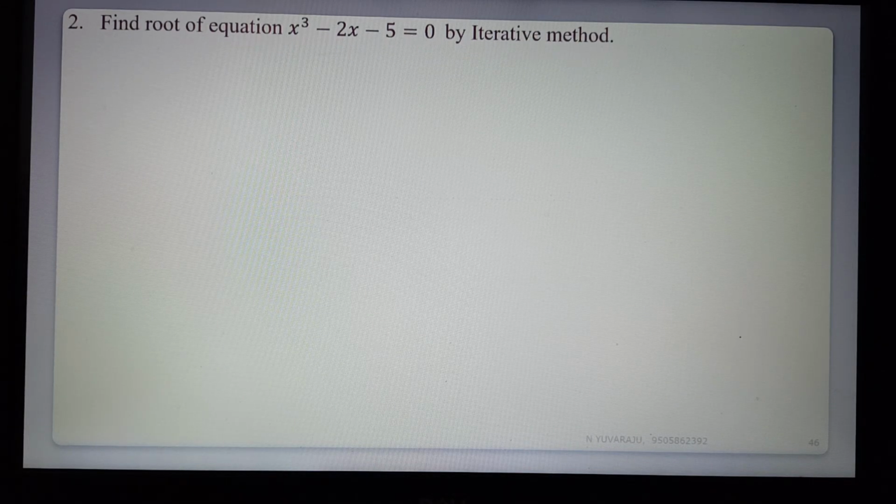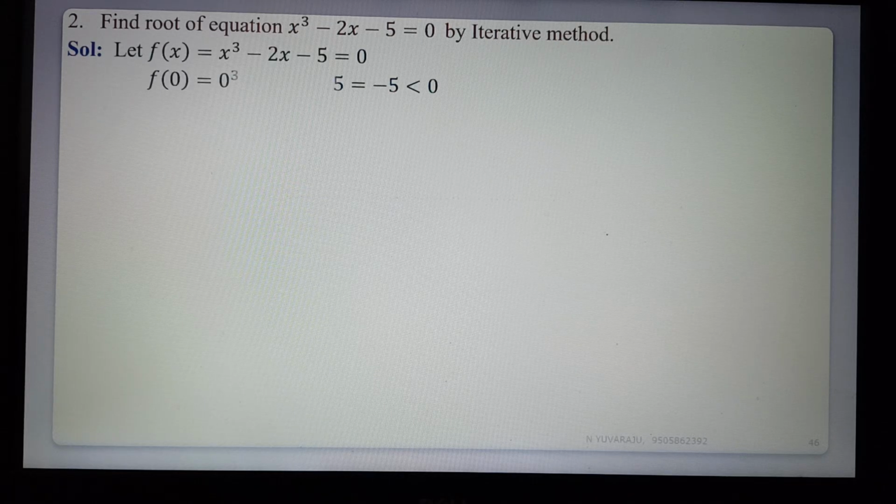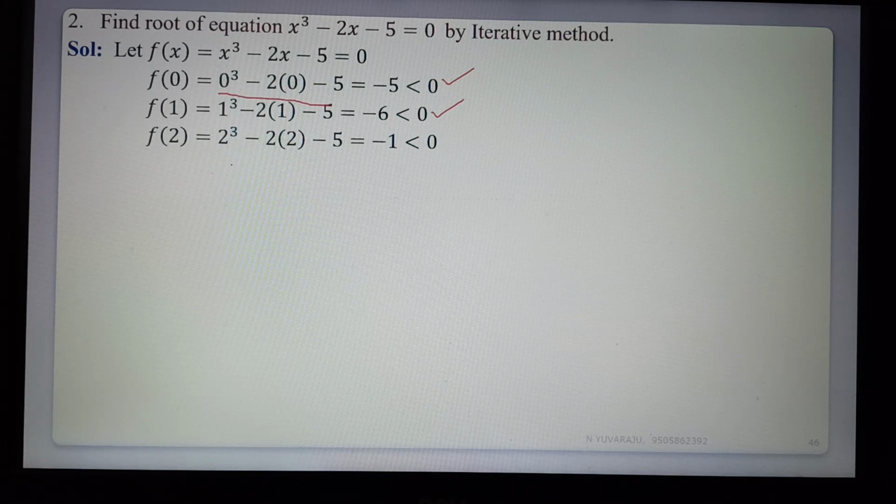See the next example. Find the root of the equation x cube minus 2x minus 5 is equal to 0 by iterative method. There is no given interval, so first we find the interval where f of a and f of b have opposite signs. F of 0 is 0 cube minus 2 into 0 minus 5, which is minus 5, negative. F of 1 is minus 6, negative. F of 2 is minus 1, also negative. F of 3 is 16, positive.